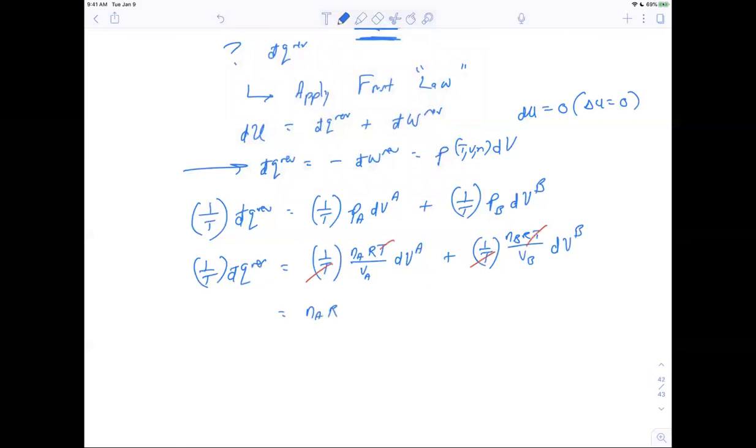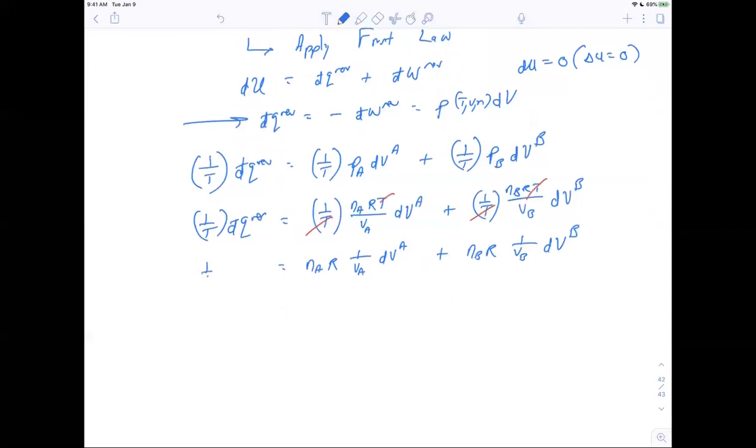And so we're left with NA R, 1 over VA dVA, plus NB R, 1 over VB dVB. And now it's really simple. We just do the integrations. So let me just rewrite this here. dq reversible. And so now delta S, and this is just, of course, dS for the demixing.